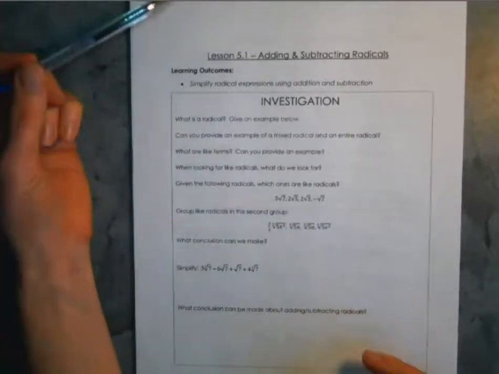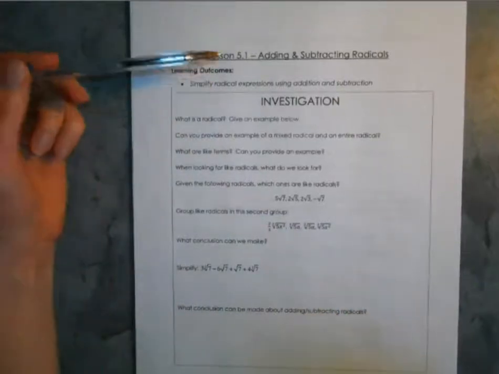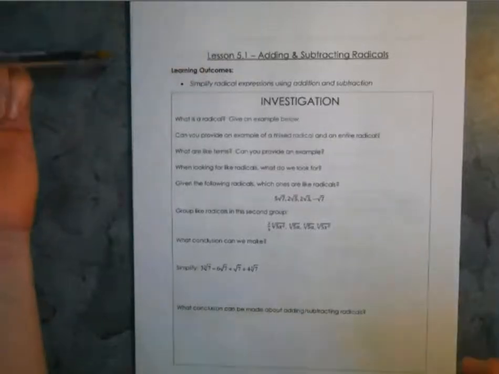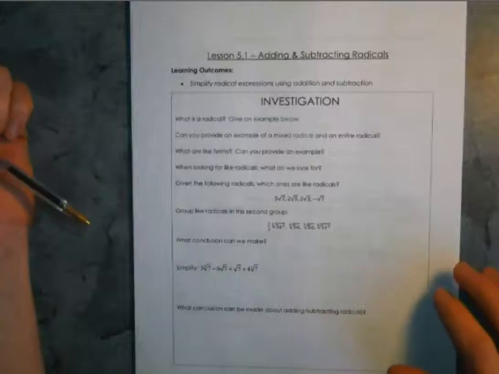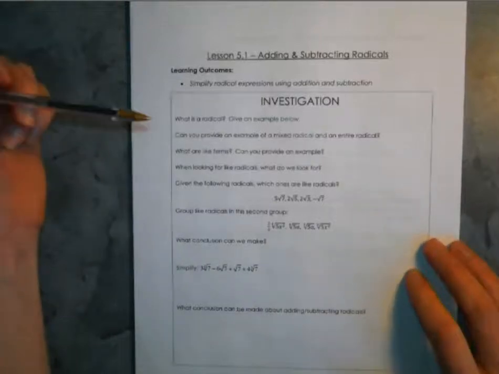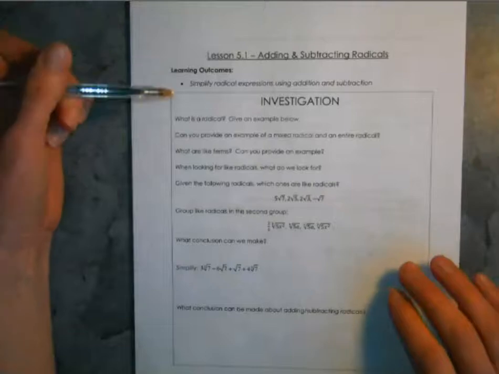So today we are looking at lesson 5.1, and we're going to start getting into some of the different operations we can do with radicals. If you remember last time, we did a little bit of a review of radicals, looking at mixed and entire radicals, and basically how we can switch between those two.